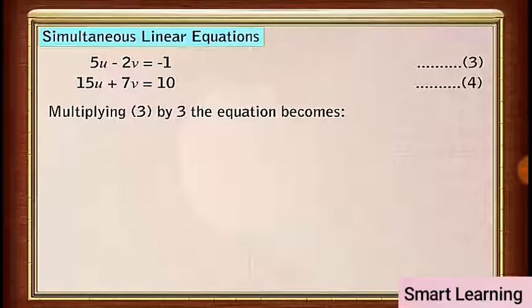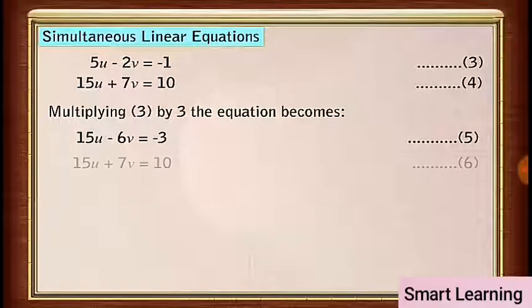Now multiply equation 3 by 3. The equation becomes 15u minus 6v is equal to minus 3. Call this fifth. And 15u plus 7v is equal to 10. Call this sixth.